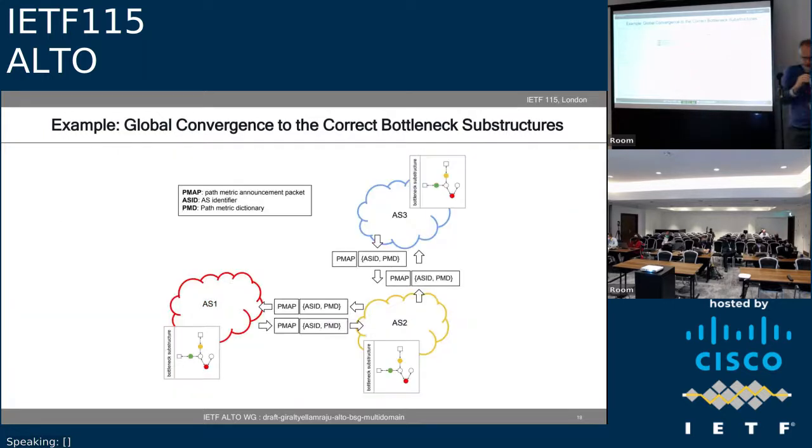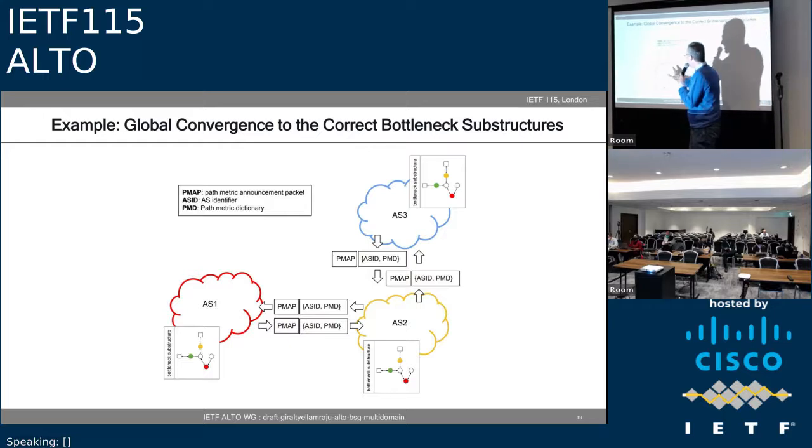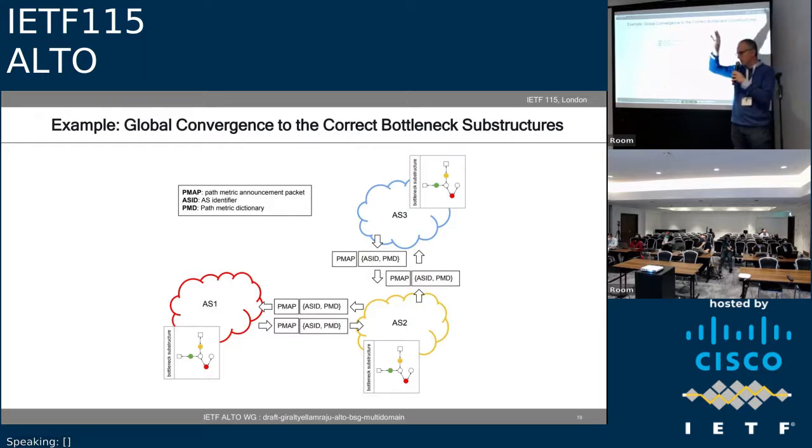Okay, so next. At a very high level, how would this work? Basically, you have ASs, each one is computing the bottleneck substructure locally, and then you have these messages being shared, the path metric announcement packet. So they just share the path metric dictionary between neighboring ASs. Okay, and the convergence time of this algorithm is actually logarithmic because it converges in the same steps as the bottleneck structure, basically from top to bottom. So from that standpoint, it has some good scalability properties.